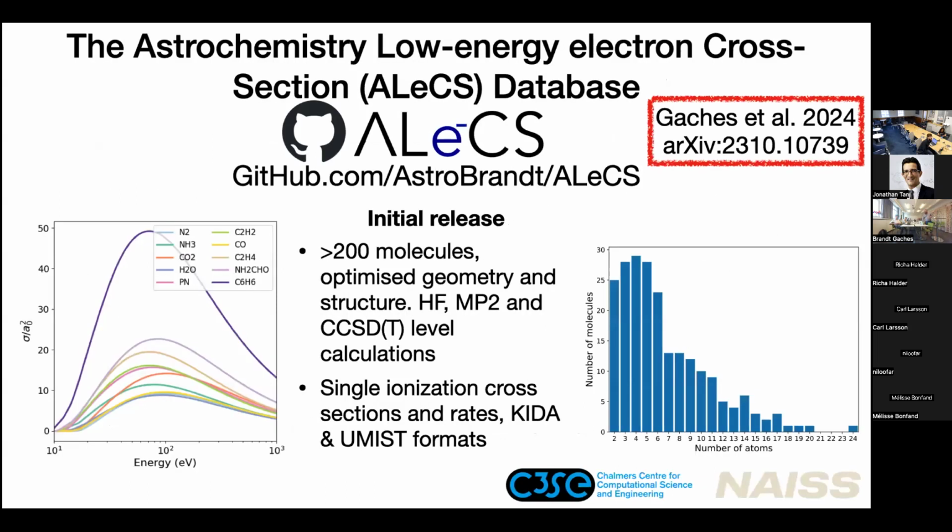So onto some new tools. Recently, I initiated the Astrochemistry Low Energy Electron Cross-Section, or ALEX, database. This is the largest database of its kind for ionization cross-sections. We have over 200 molecules and atoms. I think last I checked, it was 244 molecules where we have optimized the structures and the geometries at a few different levels of quantum theory. So we have the single ionization cross-sections and ionization rates, as well as some nice chemical formulas. I've shown here on the right a histogram of the population of how many atoms we have.